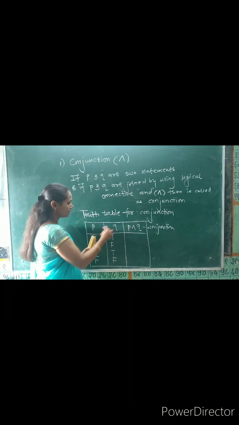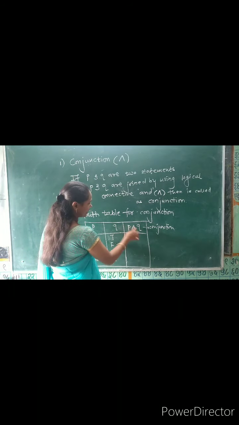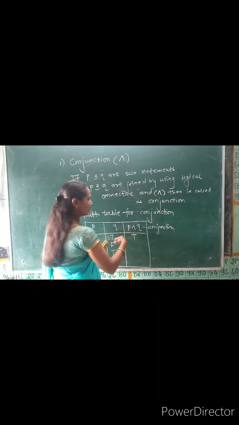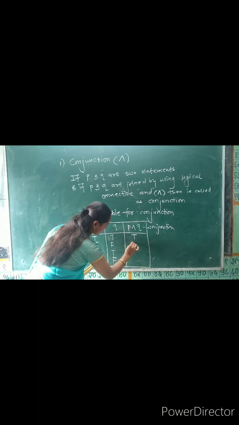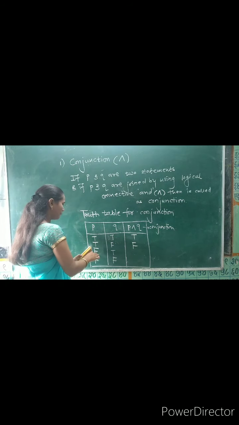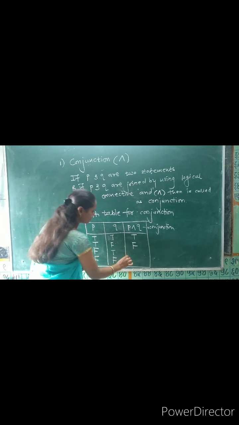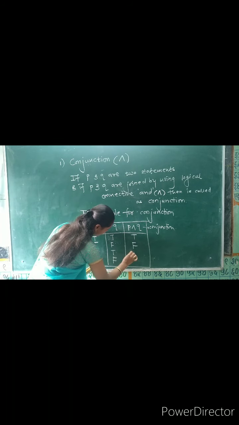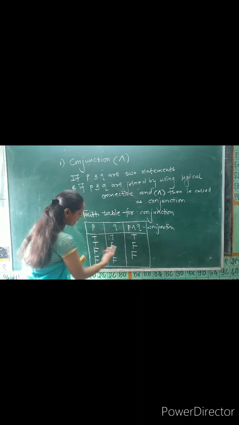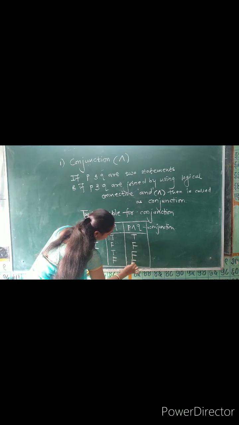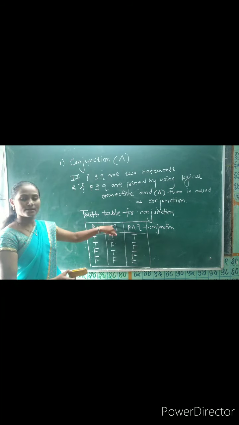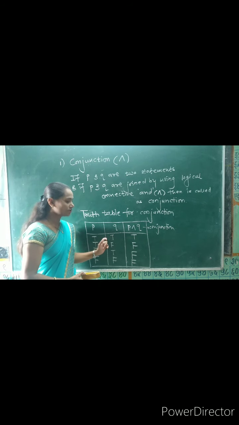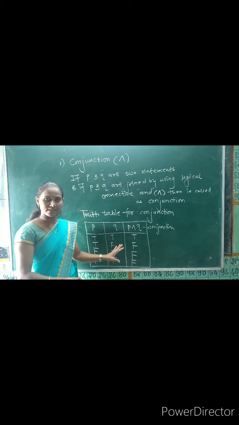Always remember one thing in conjunction: if both the sub-statements P and Q are true, then the truth value of the conjunction is true. If P is true, Q is true, then the truth value of their conjunction is also true. If P is true, Q is false, then it is false. If P is false, Q is true, then the truth value of P and Q is F. And if both are F, then the value is also F. Otherwise, in all other cases, the statement is false.